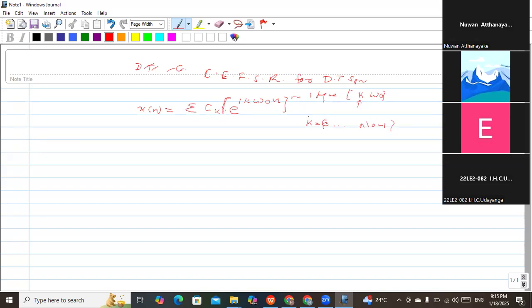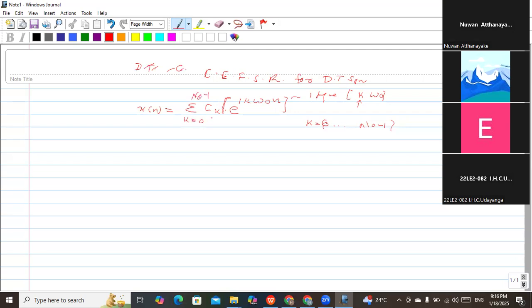Okay, so actually we can't say that any signal can be represented; there is a condition, the Dirichlet condition. The Dirichlet condition should be satisfied to represent a signal as a Fourier series representation. Okay, so almost all the signals can be represented as a collection of exponential terms. Okay, so we are not much bothering about those conditions. Okay, and this k is from 0 to N naught minus 1.